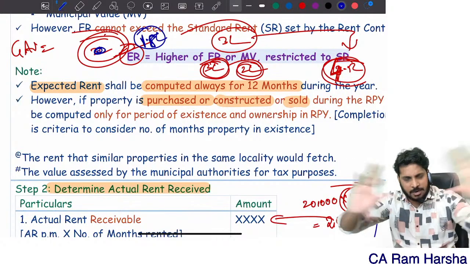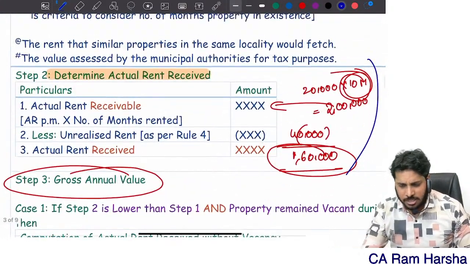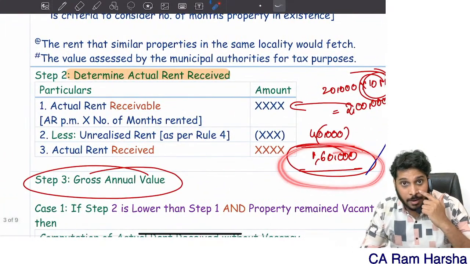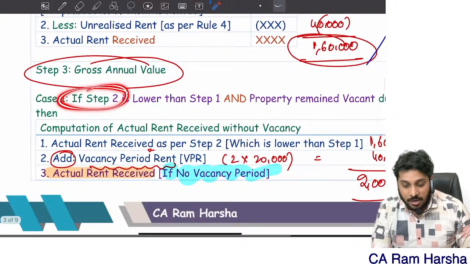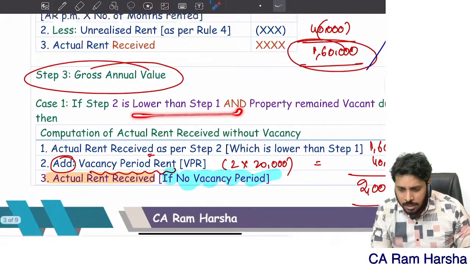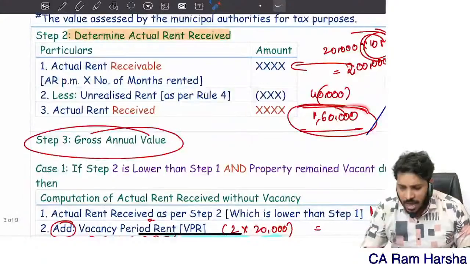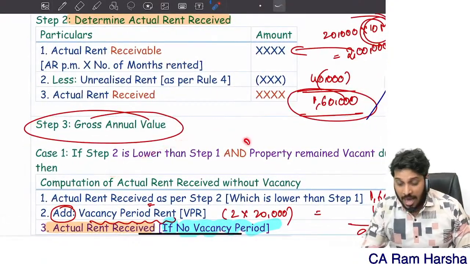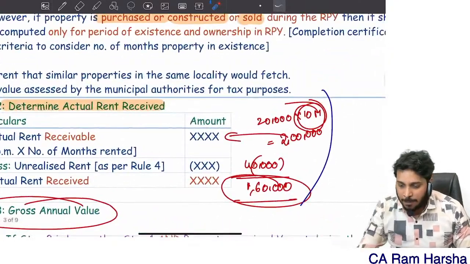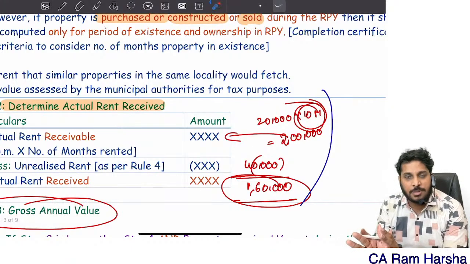Okay. Fine, sir. Step 1 is understood. Step 2, same information. Actual rent received is 1.6. Is actual rent received lower than expected rent? Yes, sir. 1.8 lakhs are expected, actual is 1.6. Lower. And is the property vacant? Yes, sir. Property is vacant for 2 months, nobody occupied it.